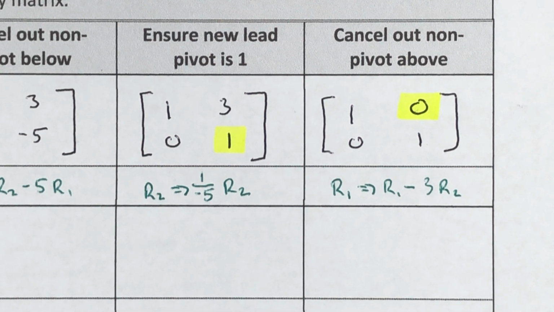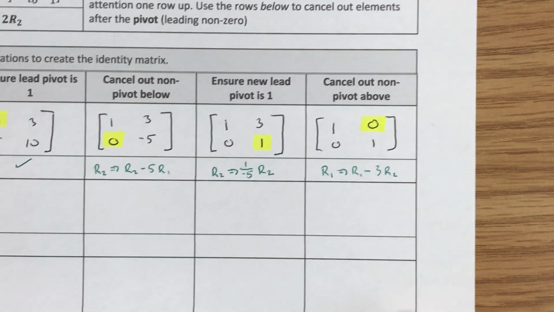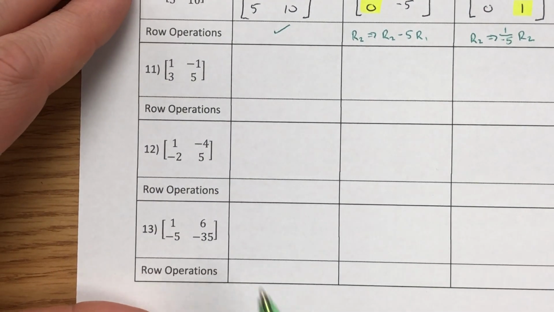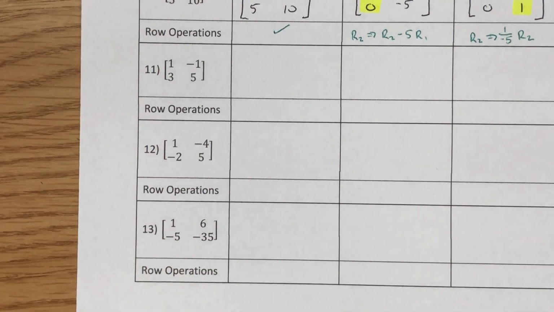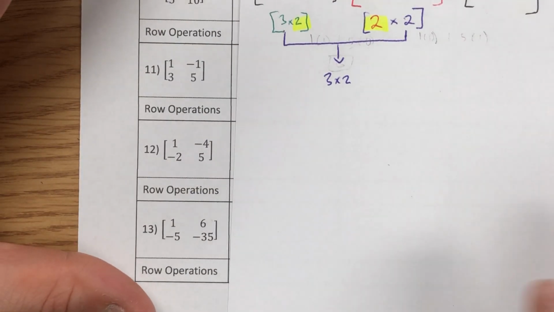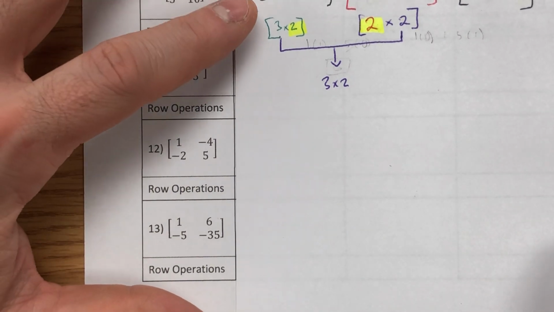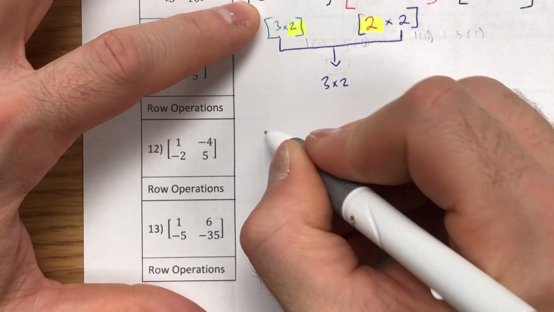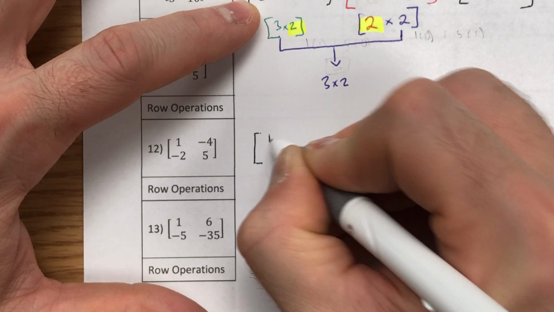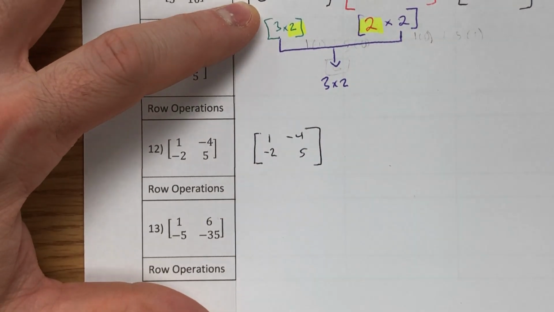And let's go ahead and take a peek at the next one. The next one, we're starting with this matrix. Now, you might ask yourself, does the order really matter? Well, we could do them out of order. Let's, for a second, assume that we're not going to go in that counterclockwise direction. And let's take this as 1, negative 4, negative 2, and 5.